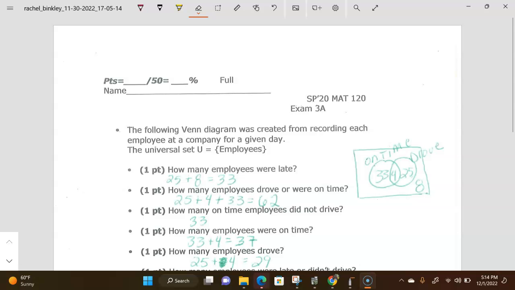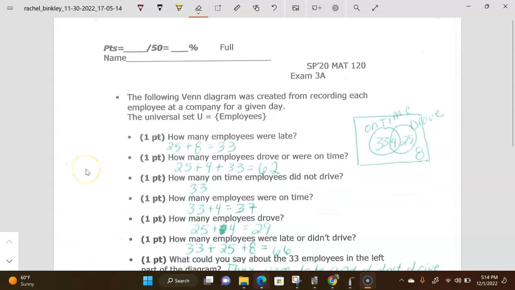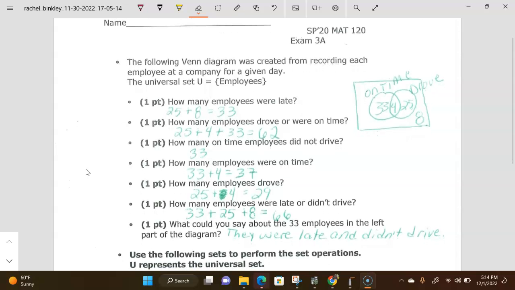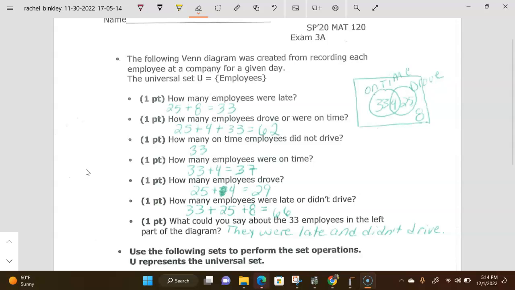Hi, let's go over these questions on the review for our exam 3. The first question is a Venn diagram question. So we have this diagram over here. We're talking about a universal set of employees. So remember, the universal set is going to be the entire rectangle. That's our universal set. So that's all of the employees.